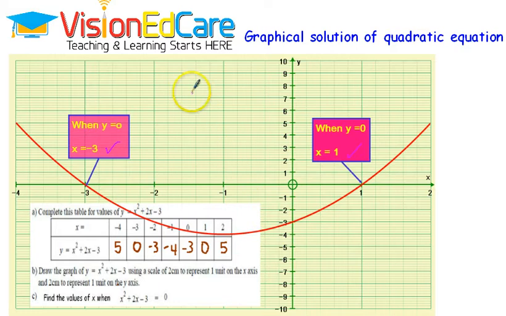So the solution is x equals 1 and minus 3, and that would be the solution on the graph.